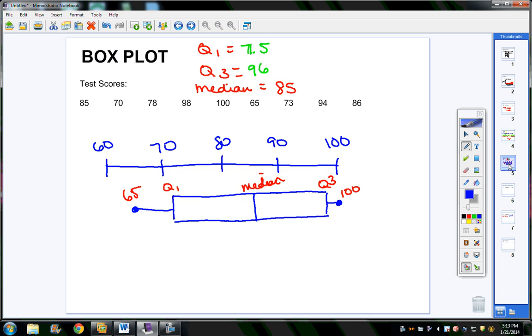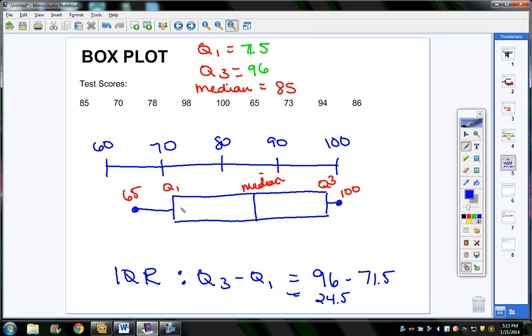Well, the interquartile range is the difference of your quartiles. So it'll be quartile 3 minus quartile 1, which in this case is going to be 96 minus 71.5. And so if you put that in your calculator, you end up with 24.5. So the interquartile range is 24.5. That's the distance of the box. That's like from one end of the box to the other.